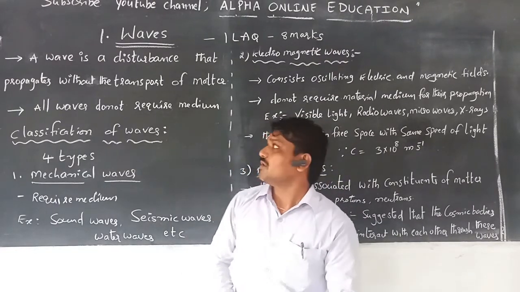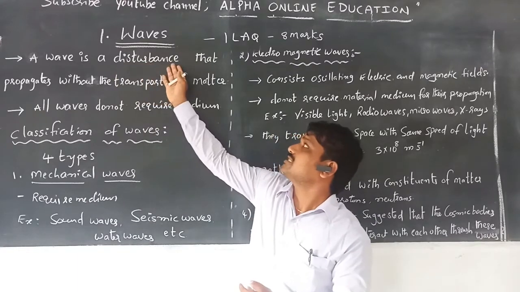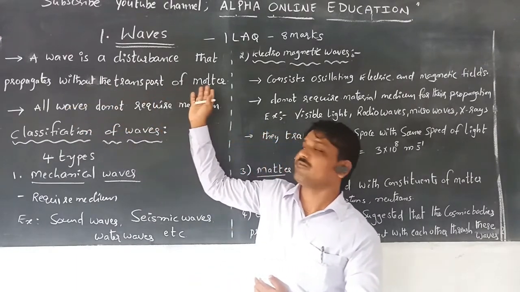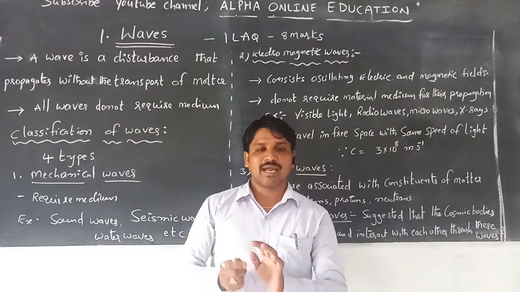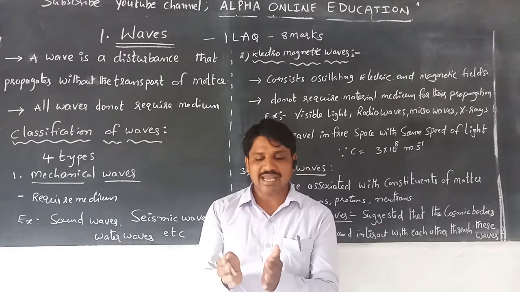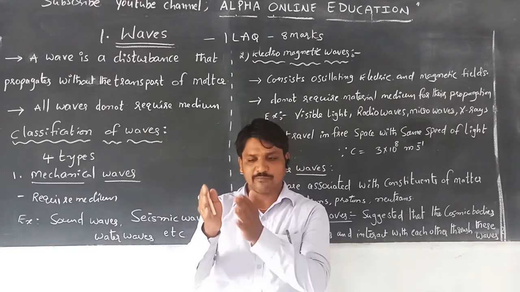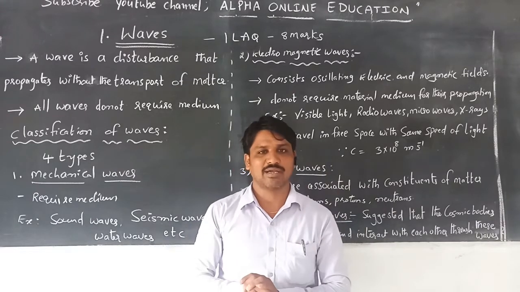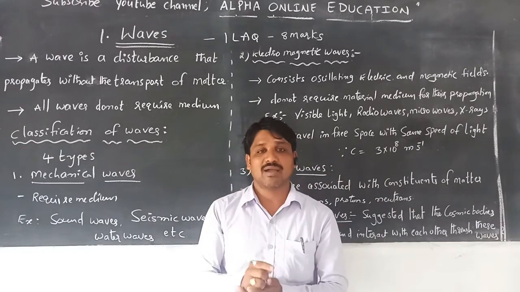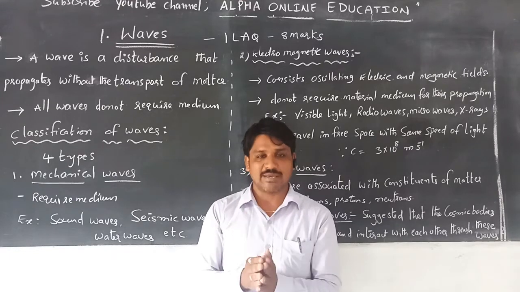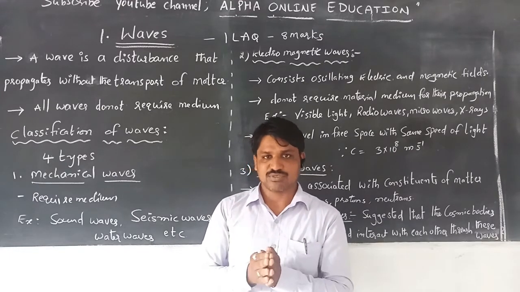A wave is a disturbance that propagates without transport of matter. Whenever some disturbance happens in the matter, the energy propagates from one point to another point through the matter, but the matter does not move from its initial position; it only vibrates at the initial position.